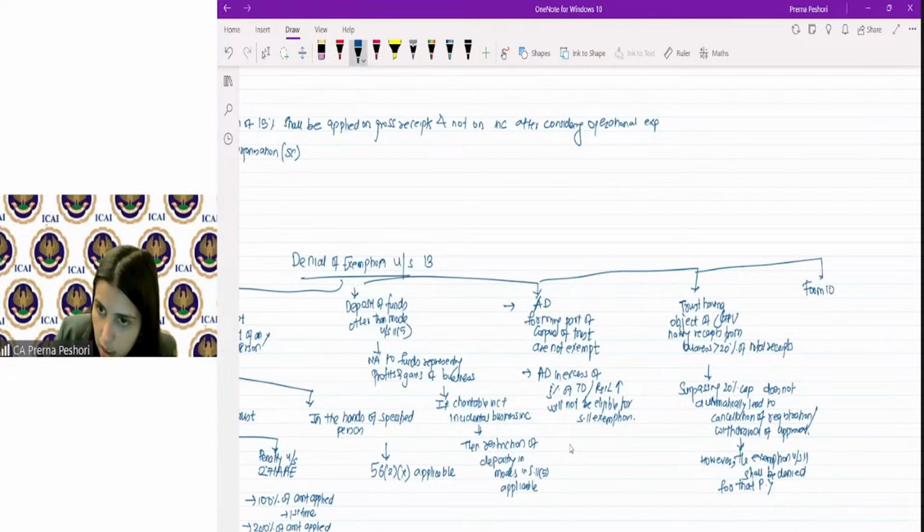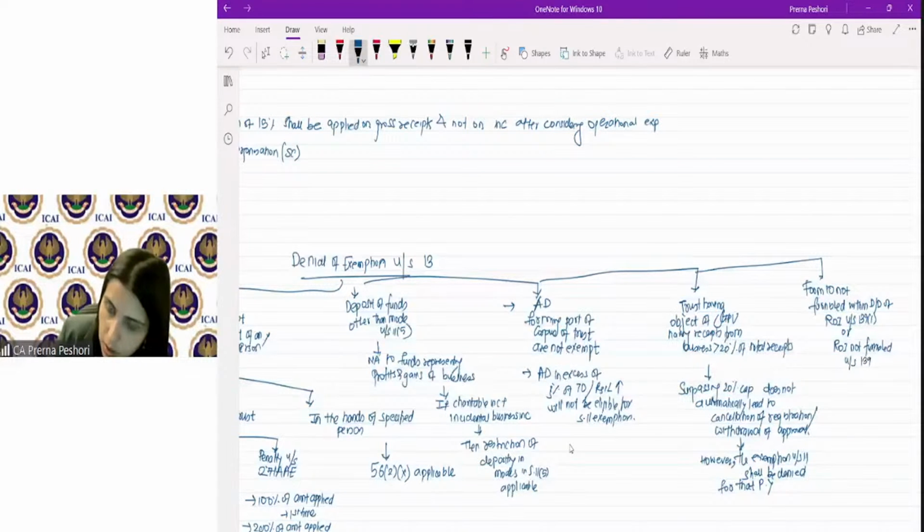So Form 10 not furnished within due date of ROI under Section 139(1), or ROI not furnished under Section 139(1), for accumulation of the income. In the case of the accumulation of the income. Okay?